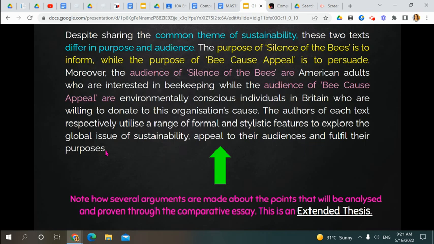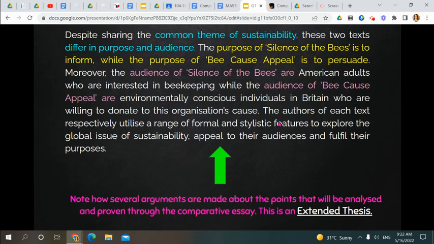These are all the points that this essay writer is going to prove later, that there is a common theme of sustainability in both texts. That means that they've done the same thing here, okay, in terms of their theme. Both texts, though, they differ in purpose and audience. This is the purpose of text 1. However, this is the purpose of text 2. The audience of the first text are these people, whereas the audience of the second text are these guys, okay?